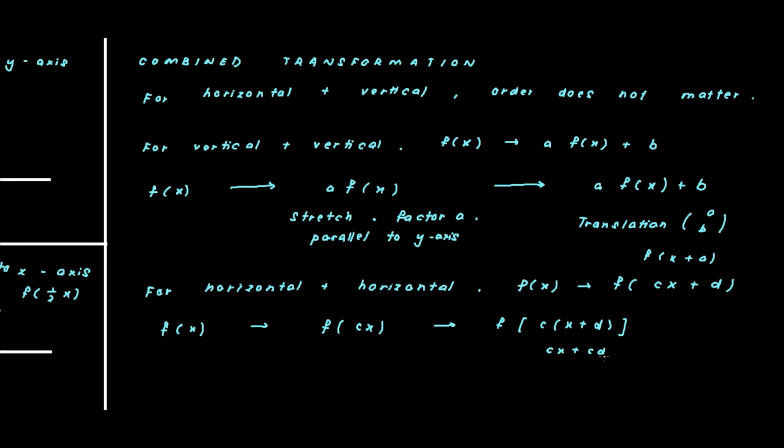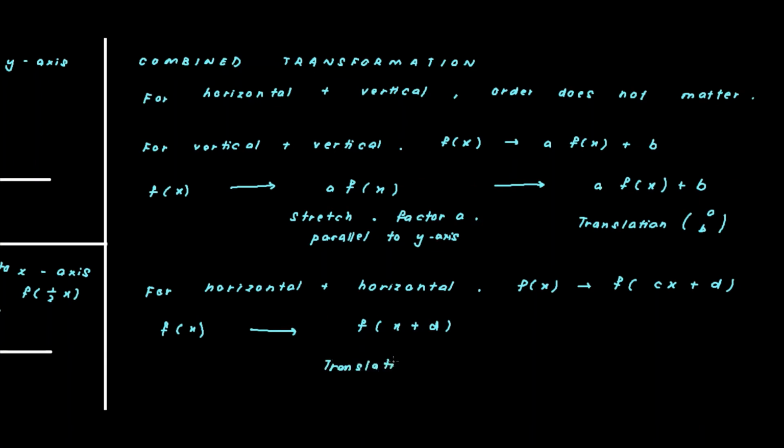If we do this, then what actually happened here is you do translation first, you have your new x already, and after that you do your stretch, which is not correct in this case, as we get cx plus cd here. So the correct way in this case, from f of x, is you will need to do translation first. This is a translation to the left-hand side, which is (negative d, 0).